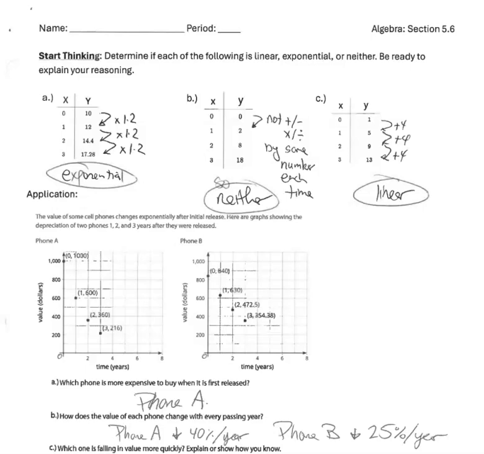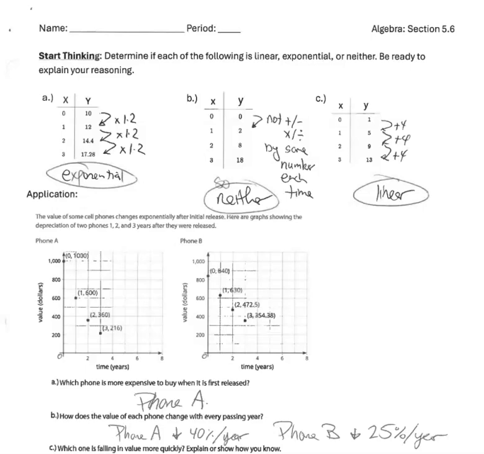So when we look at this first one, it's kind of hard to tell whether this is being multiplied by the same number over and over and over. So what I did was I did 12 divided by 10, and that gave me 1.2. And if this was the case, then I'd be multiplying by 1.2 over and over and over. And that was the case. So I knew that was exponential.